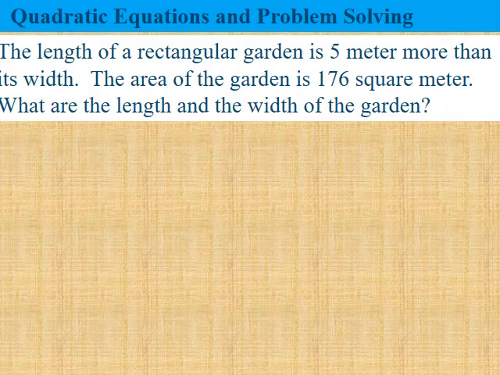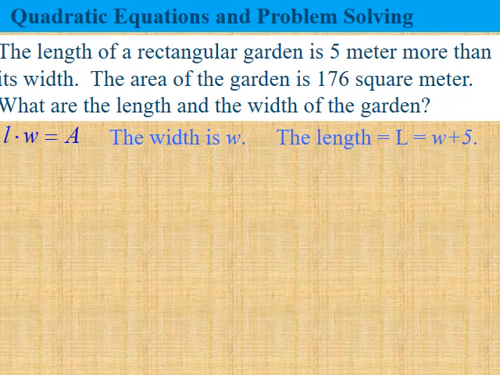The length of a rectangular garden is 5 meters more than its width, and the area of the garden equals 176 square meters. Find the length and the width of the garden. First, let's say that we have the width equal W and the length equal L. As we said, the length is 5 meters more than the width, right? So L will be equal 5 plus W, right? As we said also, the area equals 176, means L times W equals 176.